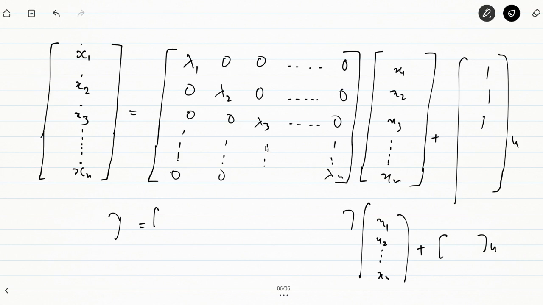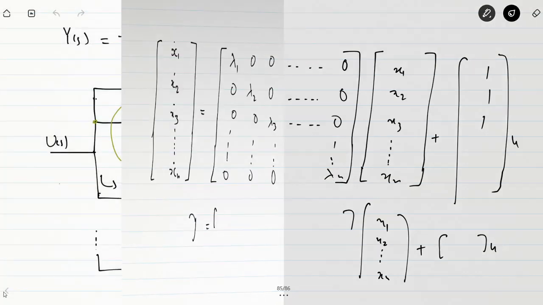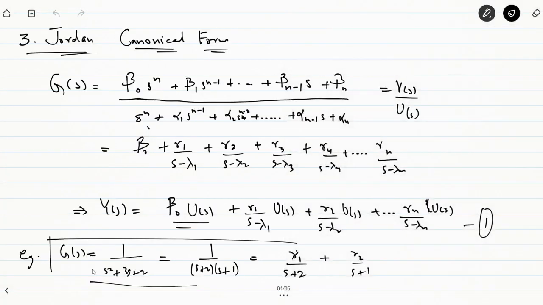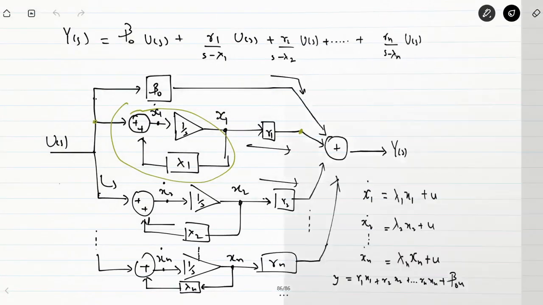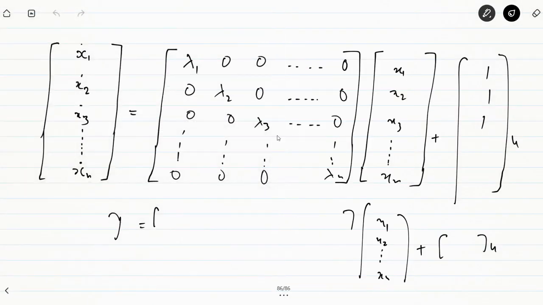lambda 1, lambda 2, lambda 3 up to lambda n, where lambda 1, lambda 2, lambda 3 were actually the roots of this characteristic equation. That means they are also the eigenvalues of this matrix. So lambdas are the roots of the characteristic equation of this transfer function or the eigenvalues of this matrix, because this is a diagonal matrix, so you can directly say these lambda 1, lambda 2, lambda 3 are all the eigenvalues of this matrix A.